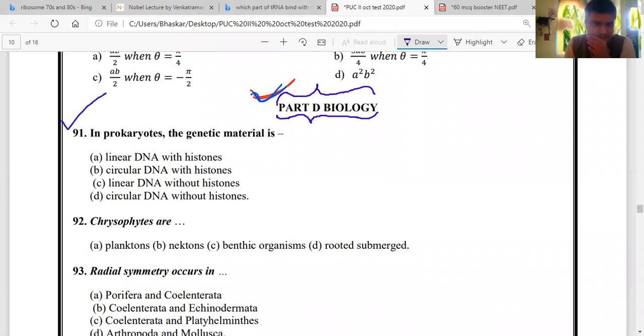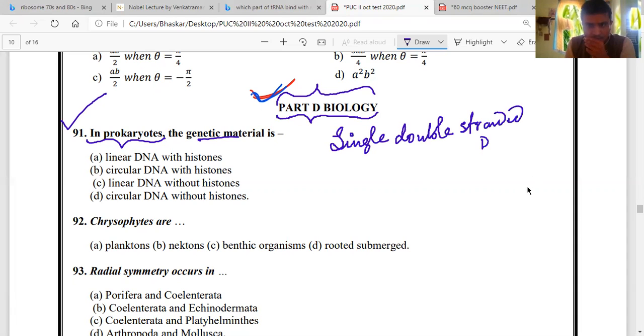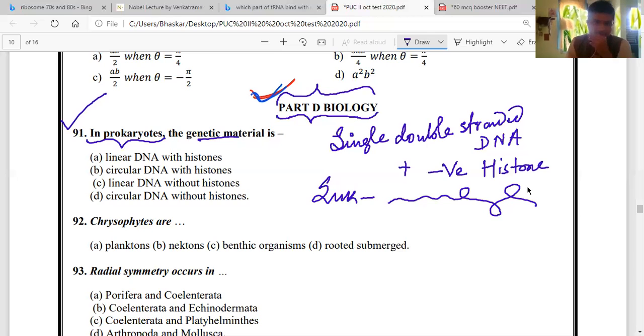So, now you can see the first question on prokaryotic. The genetic material is, so they are asking about the prokaryotic genetic material. You all know about that one. They have a single double stranded DNA in most cases. Like if you take E. coli, they have a single double stranded DNA. So this is how you have to answer these things, and there is an absence of histone protein. And most of the eukaryotic DNA is linear, that is wrapped around the histone. So definitely prokaryotic genetic material is a circular DNA without histone.